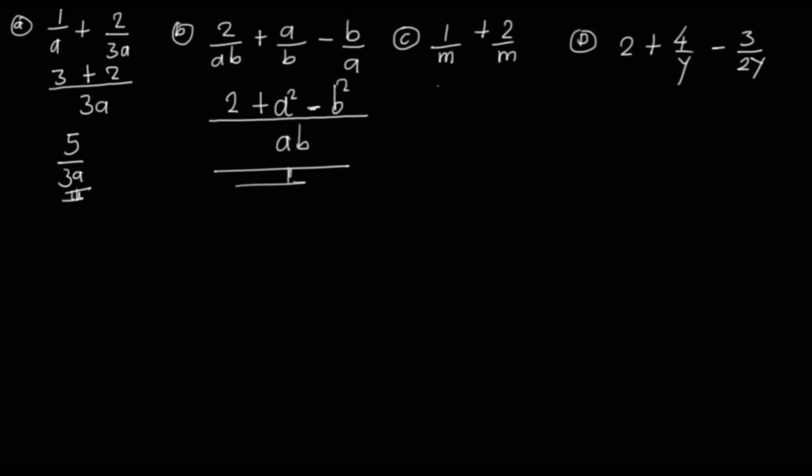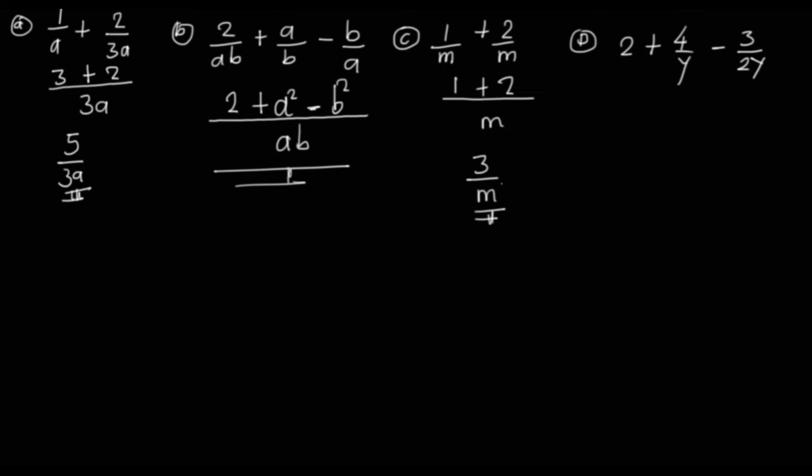Then let's check question c. Here the lowest common denominator is just m, since the two fractions both have the denominator m. M into m, the m will cancel, which is 1 multiplied by 1, 1, plus m into m, that's 1 times 2, 2. Then we add 1 plus 2, which is 3 over m.